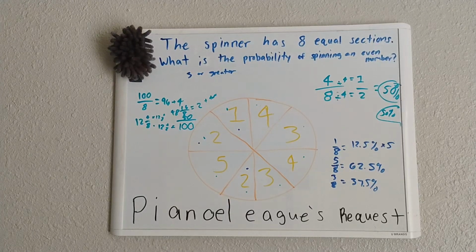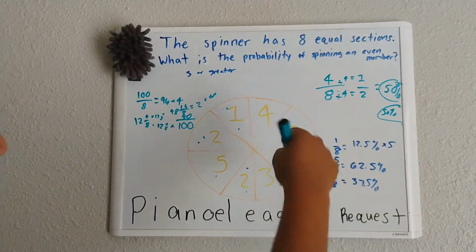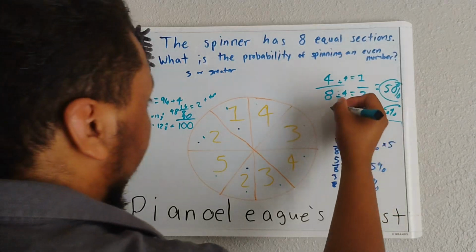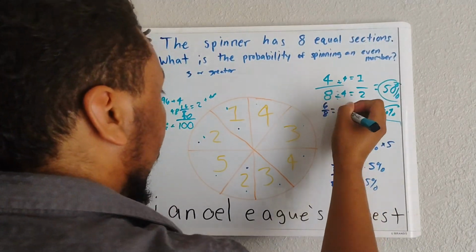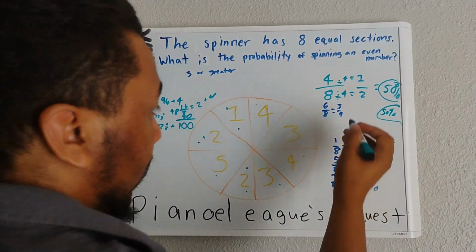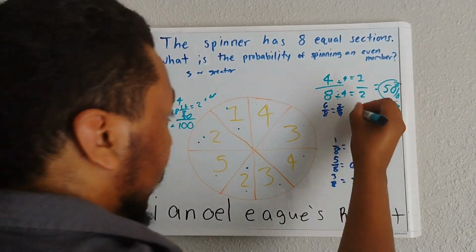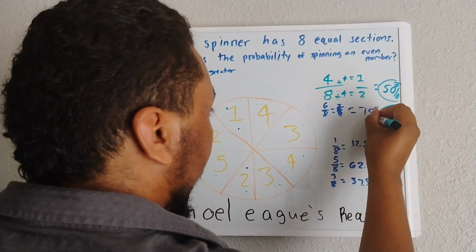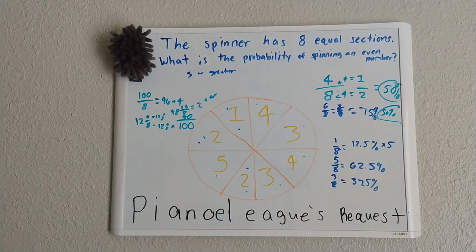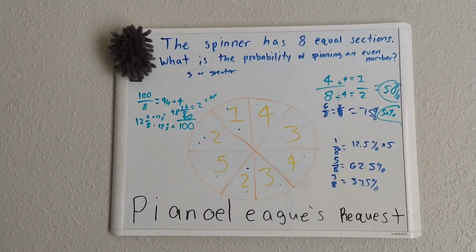And the last one is, what is the probability of spinning a number other than 4? Other than 4, so how many 4s are there? 1, 2. So other than 4 is 6 over 8. 6 over 8 equals 3/4 simplified like that one. We'll just do it for the sake of this. So 6 times 12.5 equals 75%. So if you want a number other than 4, you'll get a 75% chance of hitting those numbers.